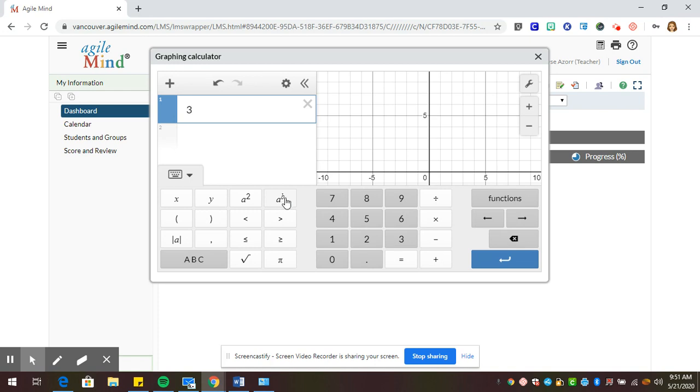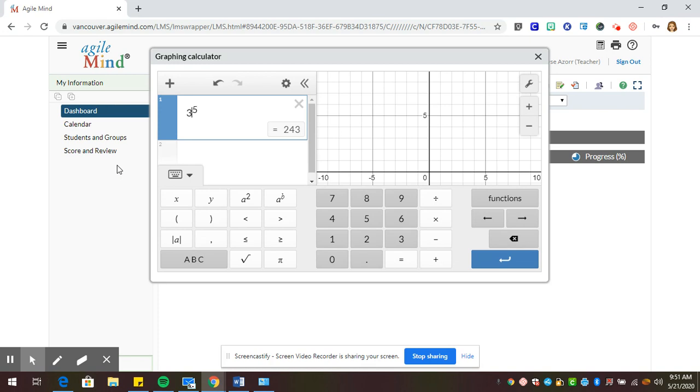So here, this a to the b, these are two variables, meaning we get to decide what a is and we get to decide what b is. Right now, I've decided that a is going to be 3, and then I click this and it moves the cursor up. So that cursor is now where an exponent should be. Then I can click 5, and now I have 3 to the 5. There's my answer for 3 to the 5th.